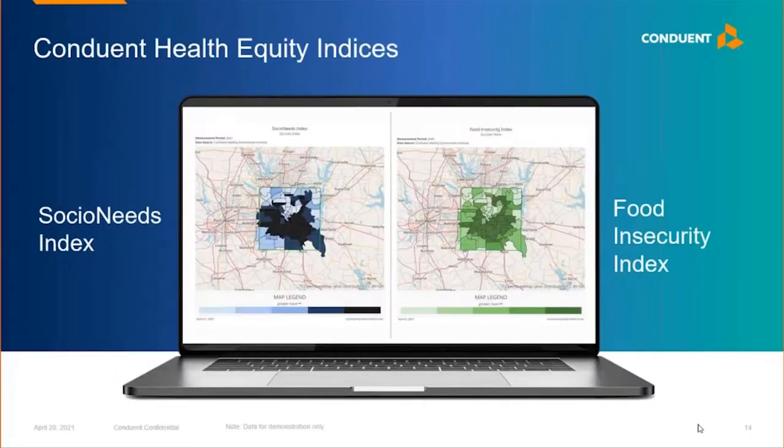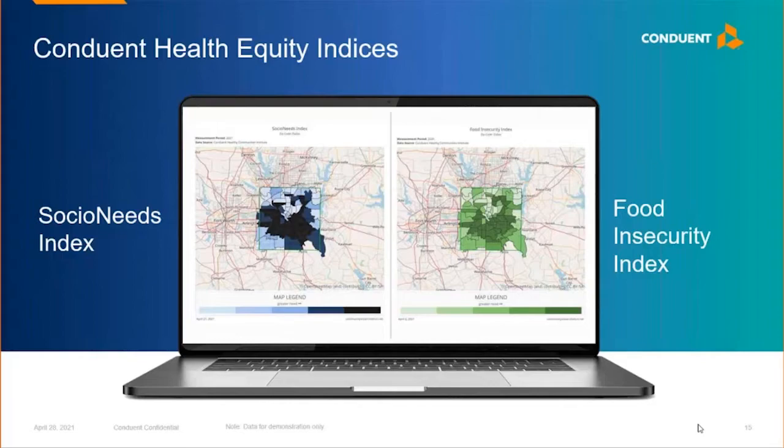I'm going to change gears a little bit and talk about some additional insights CommunityVision can provide. We know that while you'll have access to more than 500 community indicators, it's still really helpful to synthesize those data points into a more digestible value. CommunityVision offers 2 health equity indices, a socio-needs and a food insecurity index. The socio-needs index shows areas of increased socioeconomic needs correlated with poor health outcomes.